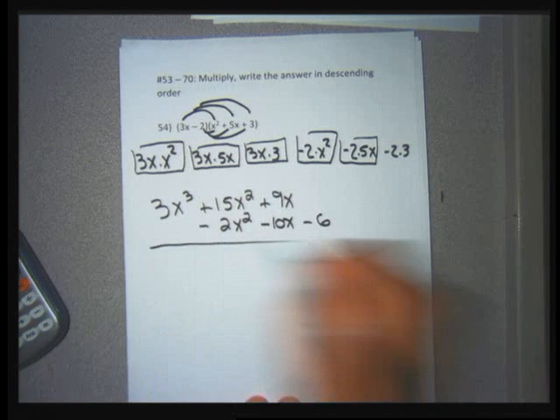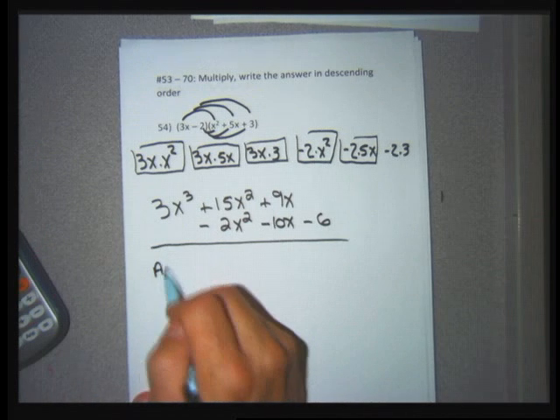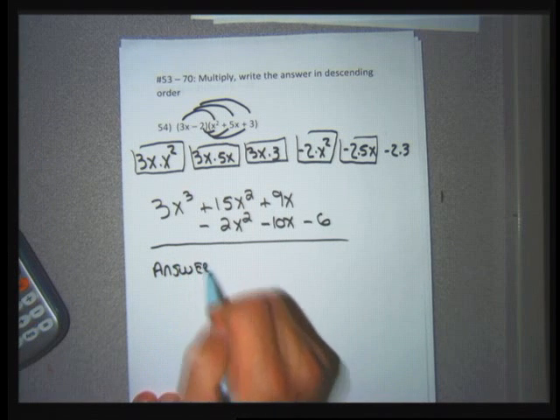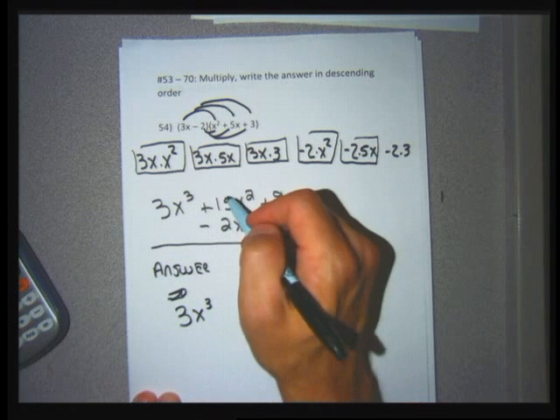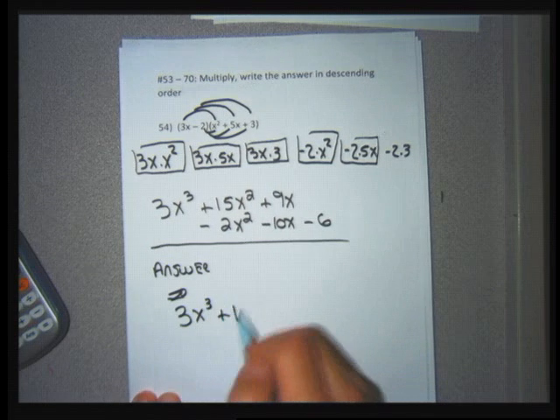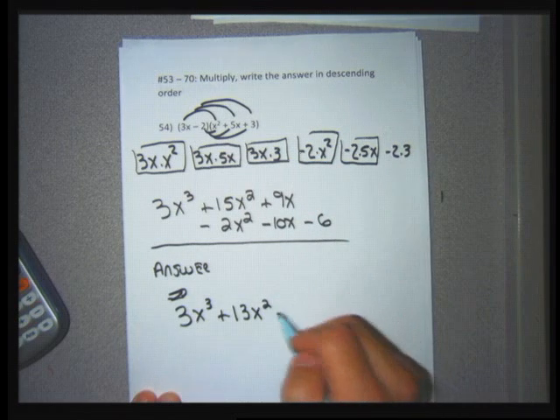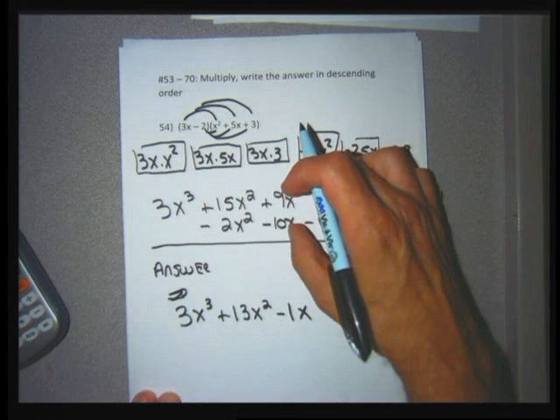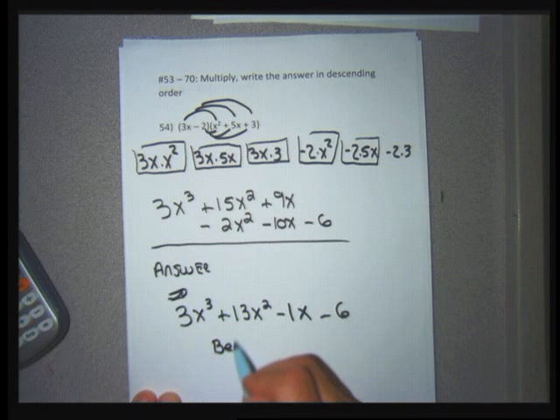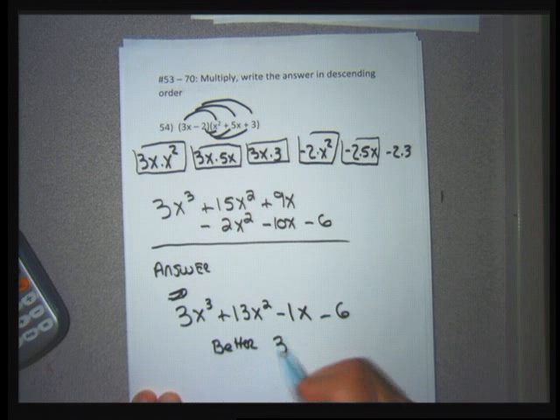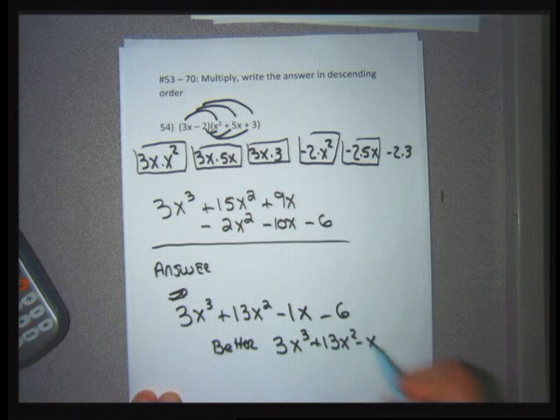I'm going to put that nice vertical line like we had in the last section. I'm going to bring down the 3x cubed. And then 15x squared minus 2x squared is a positive 13x squared, and then 9x minus 10x is a negative 1x because 9 minus 10 is negative 1, and I bring down the negative 6. This is an okay answer. It's better if I don't write that 1 in front of the x. So it'd be better if I said this is 3x cubed plus 13x squared minus x minus 6.